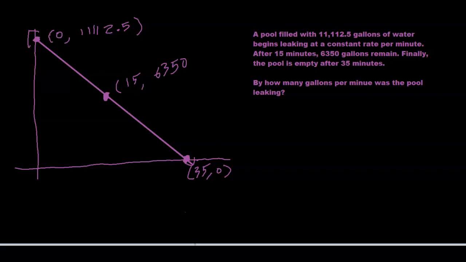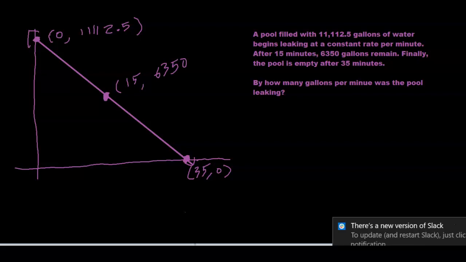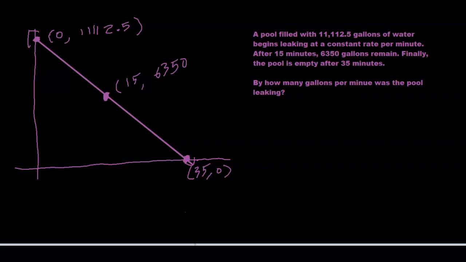Okay, everyone, let's practice a bit more. Let's consider this scenario. A pool is filled with 11,112.5 gallons of water. It begins leaking at a constant rate per minute. Okay, we know the rate of change is constant, so we know this is a linear function, and it can be represented by a line.